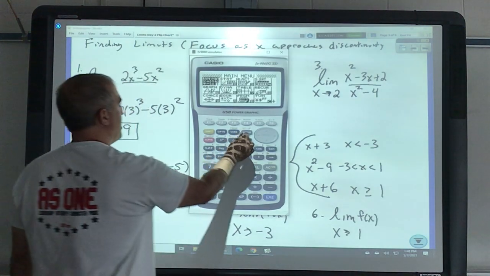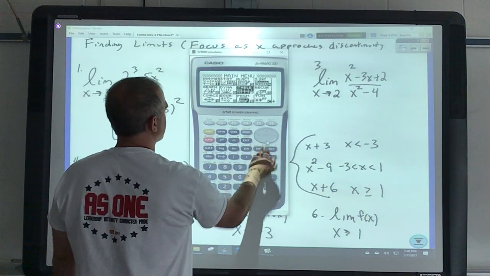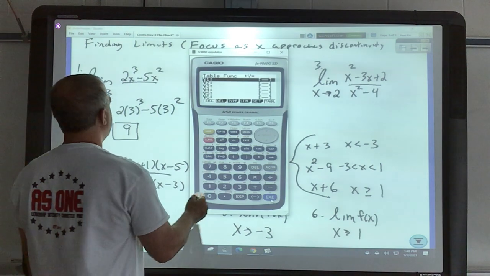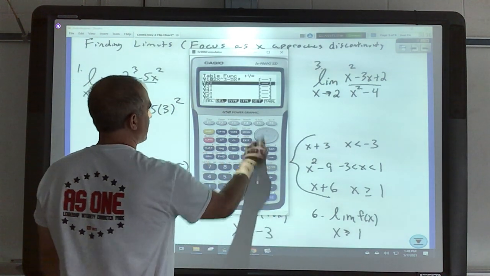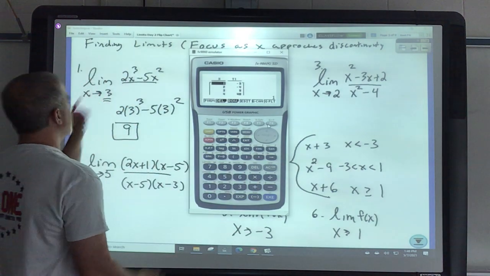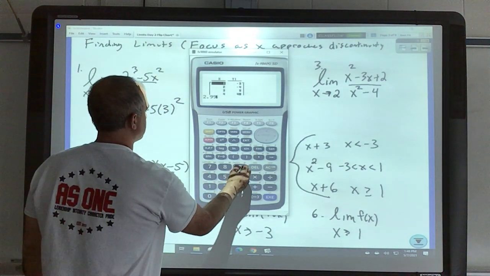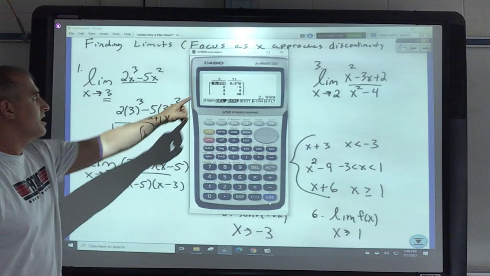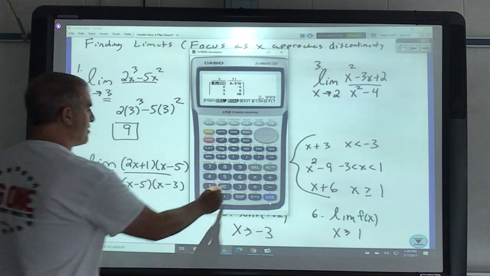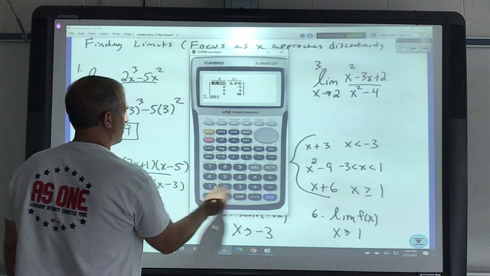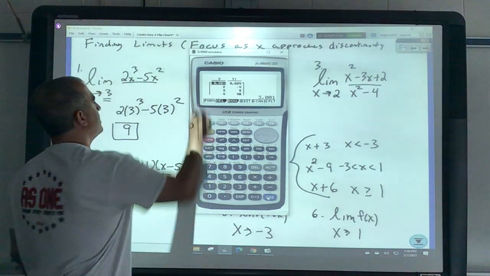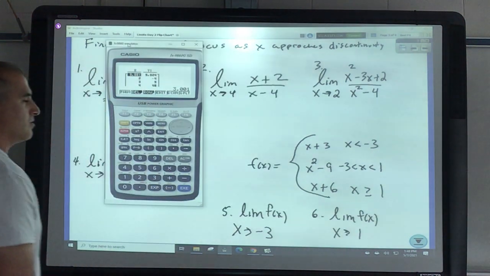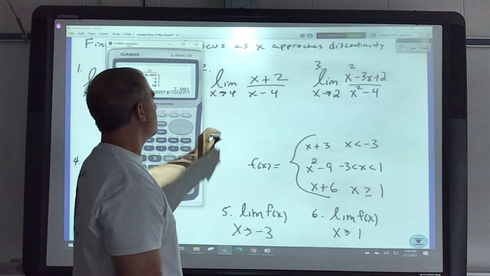And just to show you that, if I went to a table and just surrounded that point, let's say I put in 2x cubed minus 5x squared, getting back to something we've done. If I put in, let's say, 2.99, that's really close to what? 9. Now what if I put in 3.001? What is that really close to? 9. So instead of having to do that every time, I can just know that if it's continuous, that will work out.